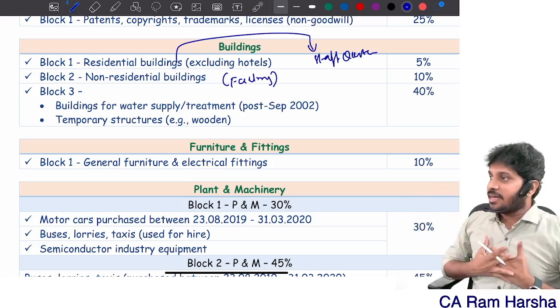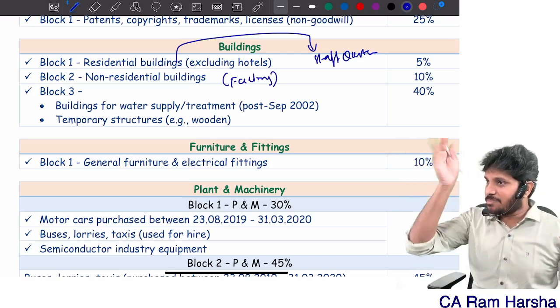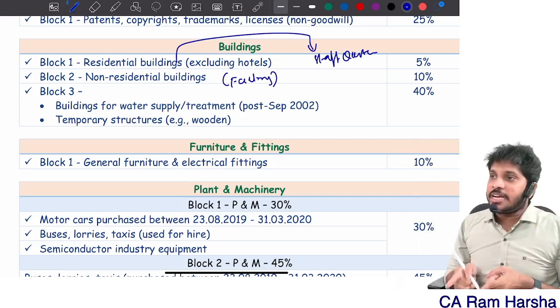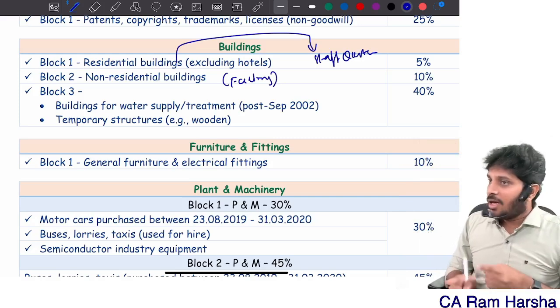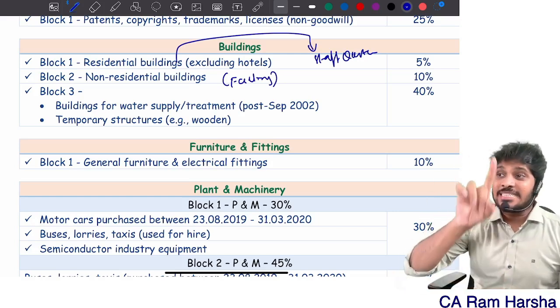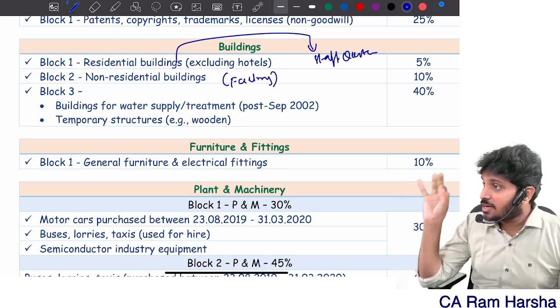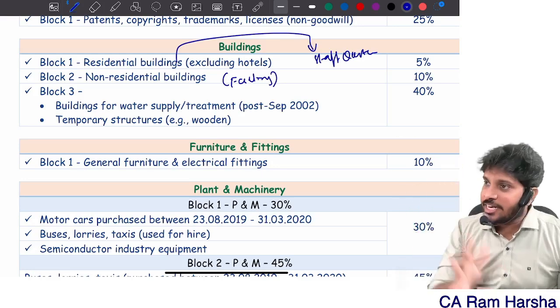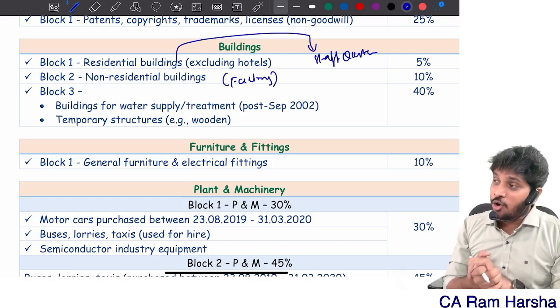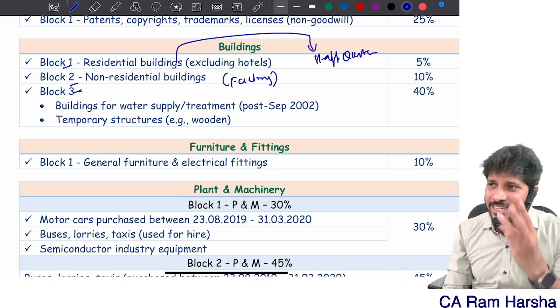Suppose I have a building which is personal, and I am not doing business inside it at all. Will it come under the income tax PGBP head? A building comes under the PGBP head, an asset comes under the PGBP head, only if that asset is used for business or profession. Agreed or not? Now in buildings, how many blocks were there? 3 blocks were there. Why were there 3 blocks?